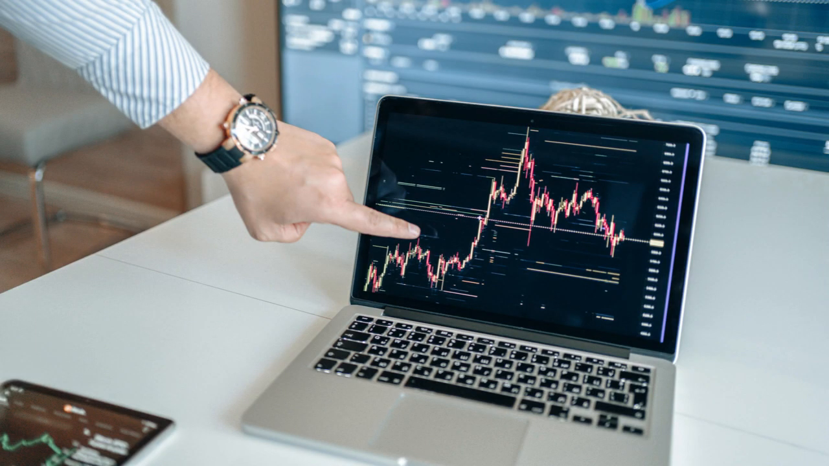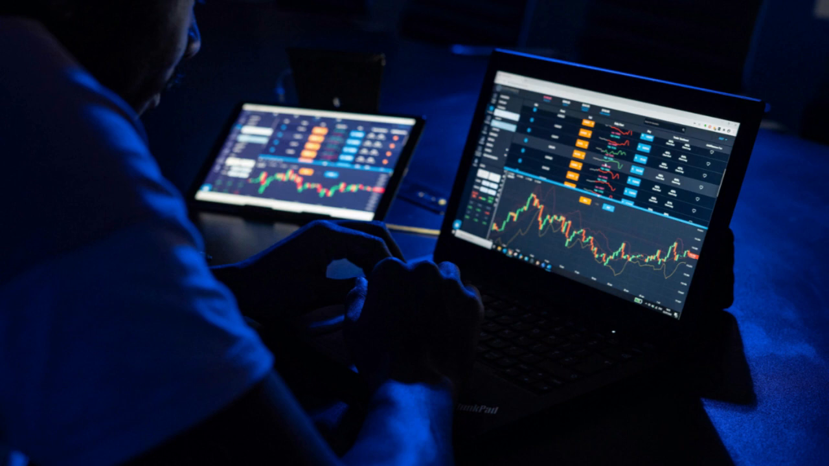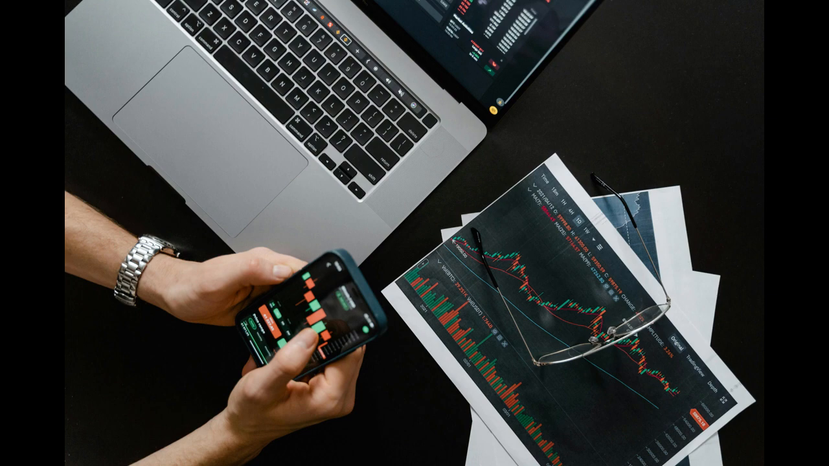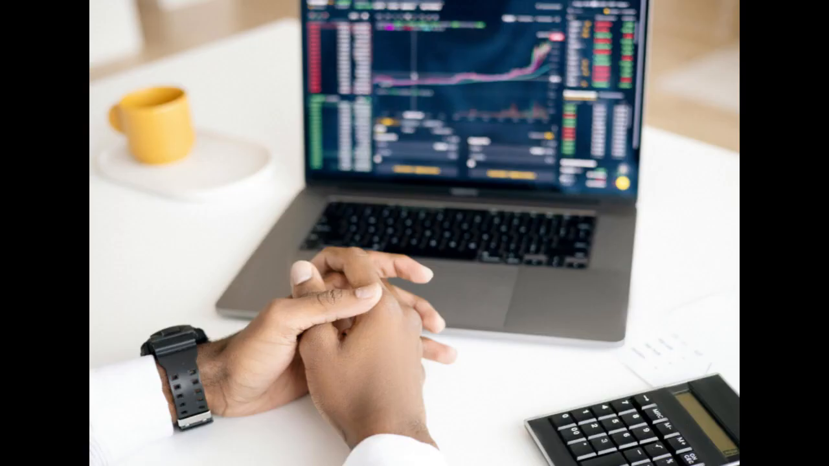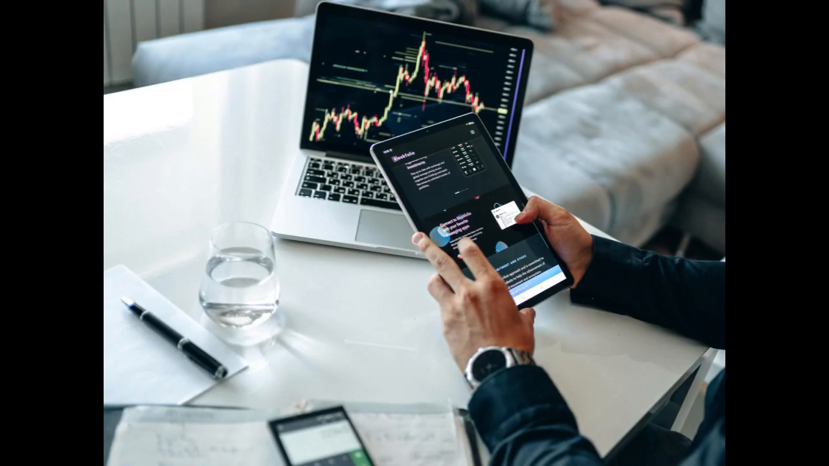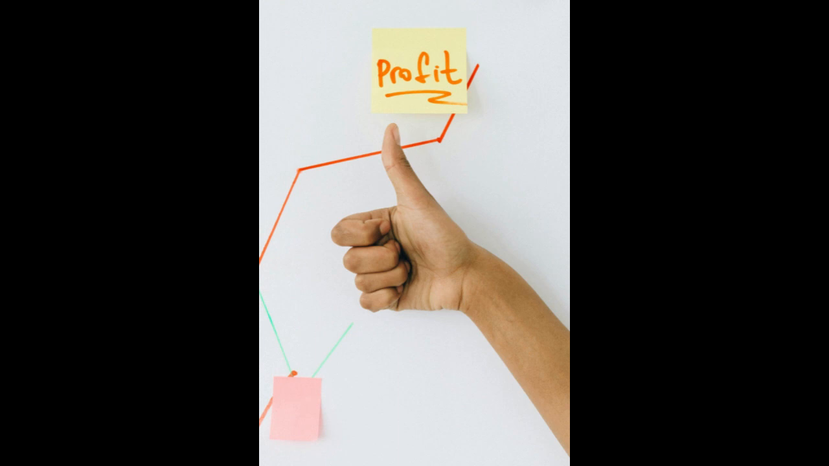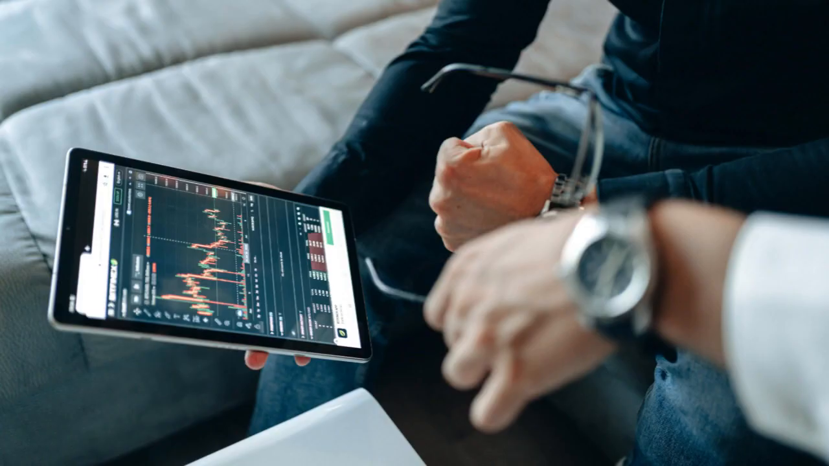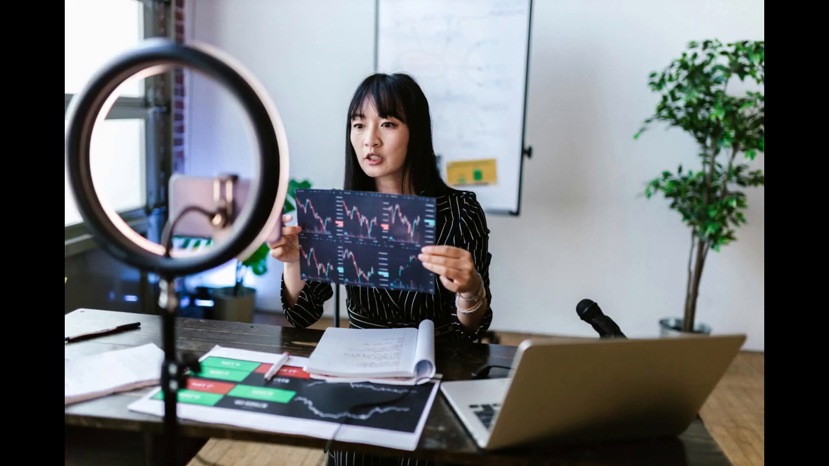Starting a Forex trading business requires careful planning, education, and a solid strategy. Here's a step-by-step guide to help you get started. 1. Education and research. Before diving into Forex trading, educate yourself about the foreign exchange market. Understand the basics of Forex trading, including currency pairs, market analysis techniques, risk management, and trading strategies. There are numerous online resources, courses, and books available for learning.